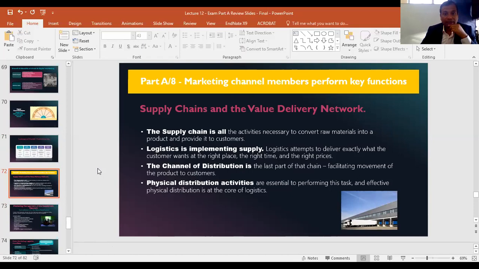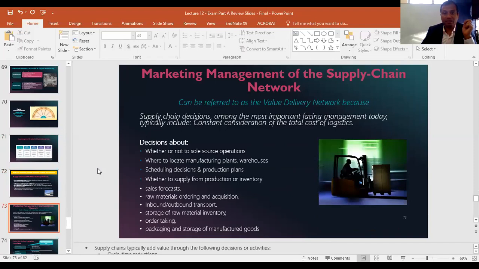Today we will cover till unit 8, and in the one hour we have on the Friday tutorial, I will cover 9 to 12. It will be very quick. In week 8, we studied how marketing channel members perform key functions. I took you from the concept of the value chain. Remember Porter's generic value chain: five primary activities and four secondary activities.